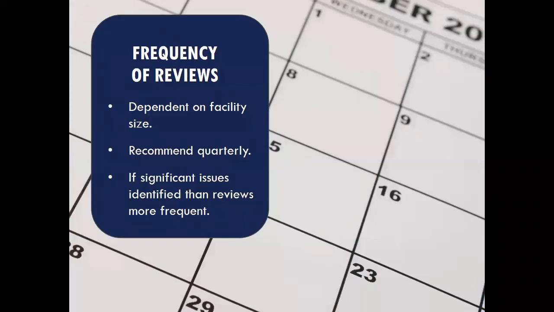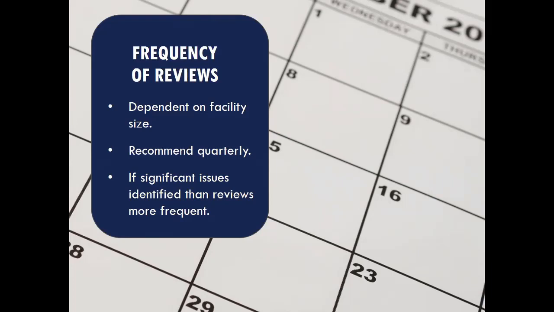The frequency of the reviews. So basically, how often should you be doing these reviews? That's definitely dependent on your facility size. It's different if you're a very, very large PPS hospital or you're a very, very small rural health hospital. But in the grand scheme of things, we like to recommend quarterly. Now, how you go about choosing your quarters is up to you. You may have a different year end than other places, so you want to do your quarters differently. But typically what we see is January to March, April to June.